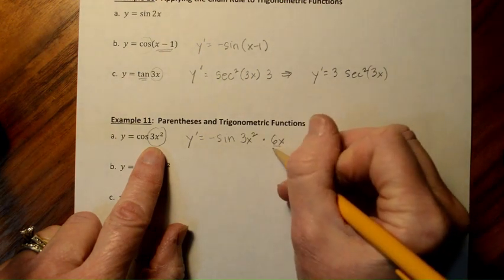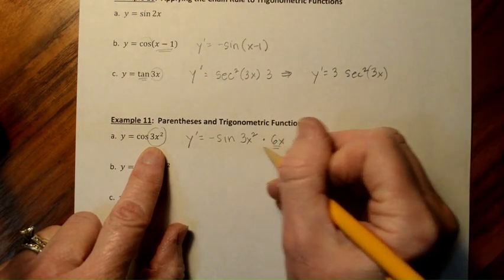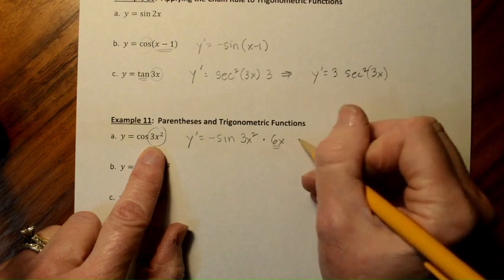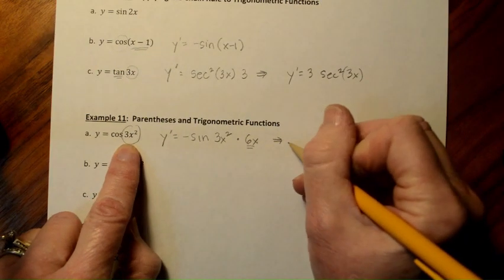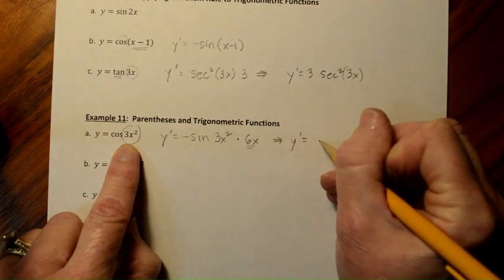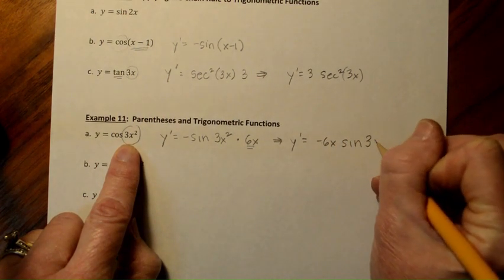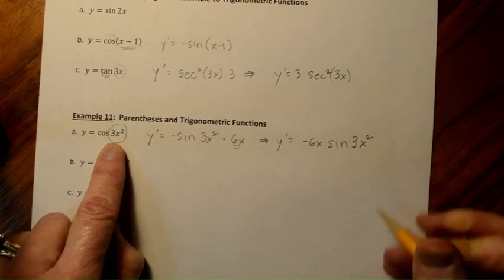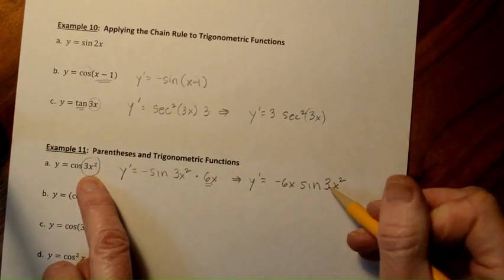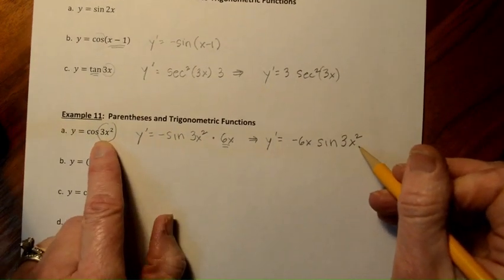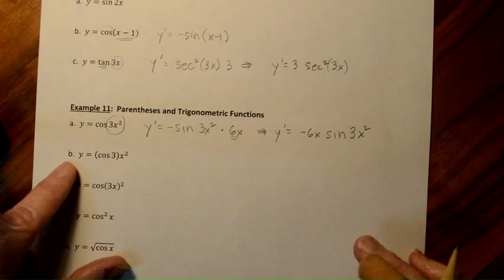And again, I'm going to move this to the front just so it doesn't get confused with what I'm taking sine of. And so to do that, we would end up with y prime equals negative 6x sine of 3x squared. And again, you can put parentheses around that 3x squared like I did here, but you technically don't need it, so you could just leave that.